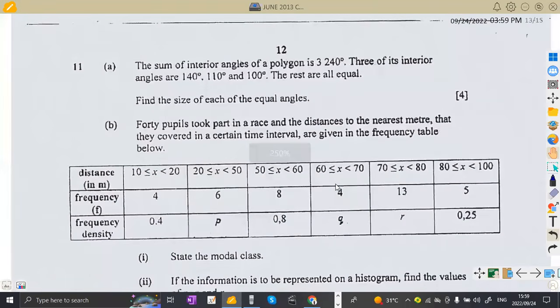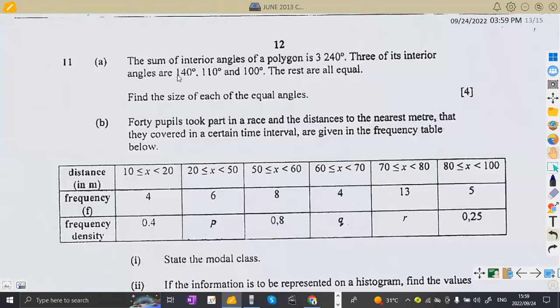Okay. Number 11, you're given the sum of interior angles of a polygon. This is a polygon that you're given. We do not know if it is regular or irregular. That part does not matter, we are not told about that. It's just a polygon. We are given the sum, and from this sum, 3 of its interior angles are given. The rest are equal. So which polygon is this? Find the size of the equal angles.